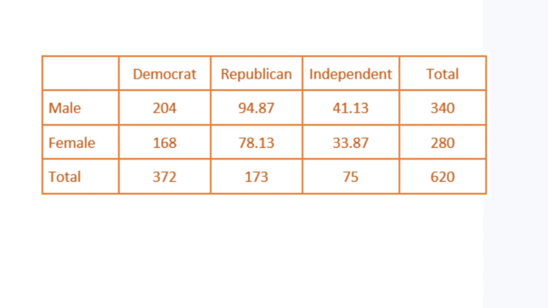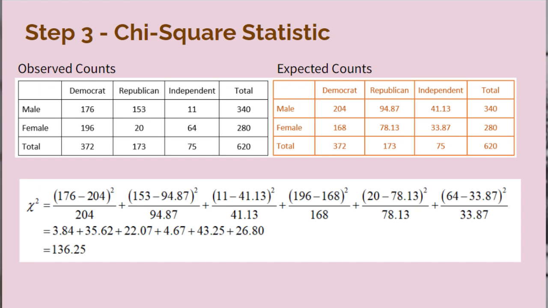Now it's time for step 3, and that's actually getting our chi-square statistic and our p-value. So for every single cell, we're first going to take the observed minus the expected, squared, divided by the expected. So male Democrat, we observed 176, minus we expected 204, square that value, all divided by 204. Then we're going to repeat that process for every single cell, add all those chi-squareds together to get our grand total chi-squared, which in this case is 136.25.